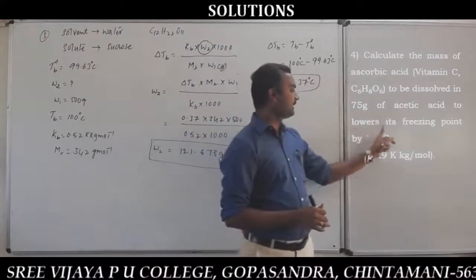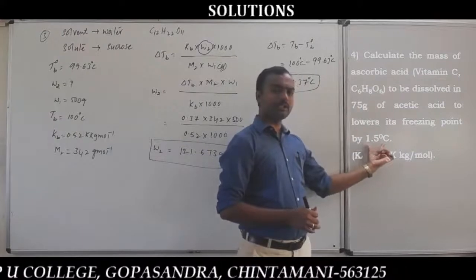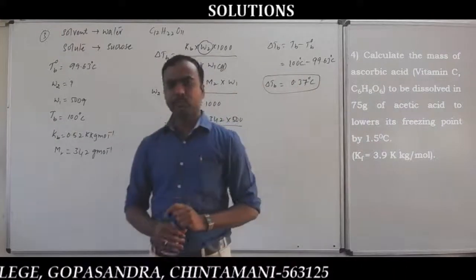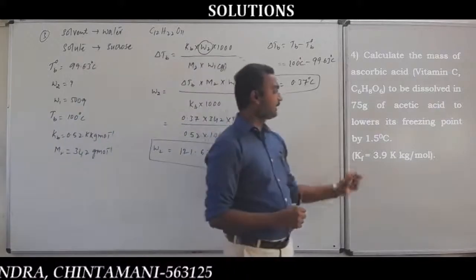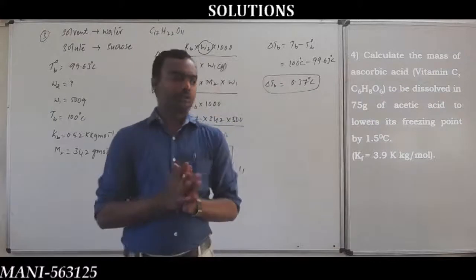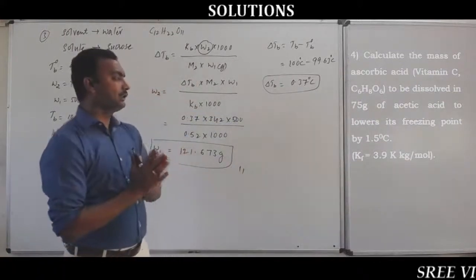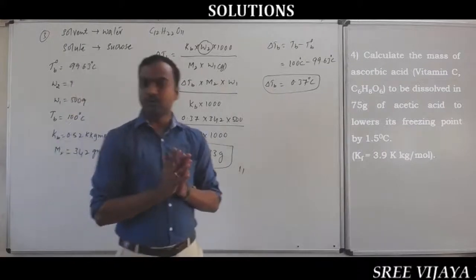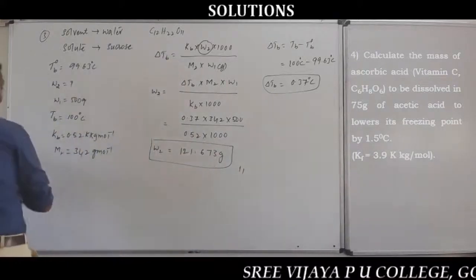It should lower its freezing point. The depression of freezing point is 1.5 degrees Celsius, and they have also given a Kf value. What you have to calculate? What amount of the mass of ascorbic acid is added to the acetic acid to lower the freezing point by 1.5 degrees Celsius? This is based on depression of freezing point of the solvent.